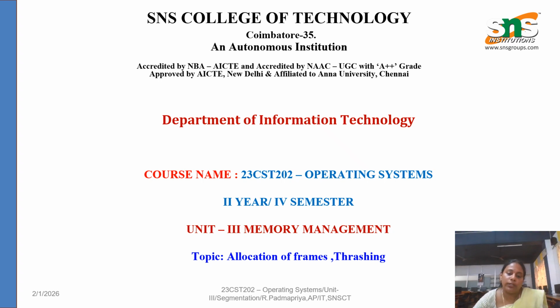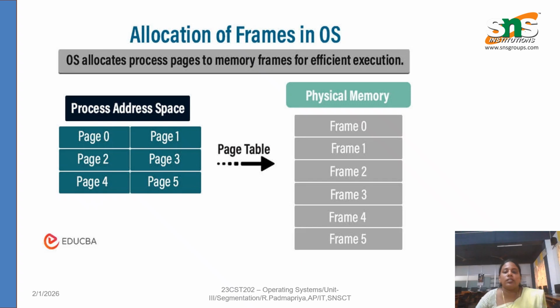Under the memory management concept, the topics are allocation of frames and thrashing. These topics come under the operating system. Allocation of frames in an OS means we have to allocate process pages to memory frames for efficient execution. Once we allocate the pages, we can execute easily for every process.